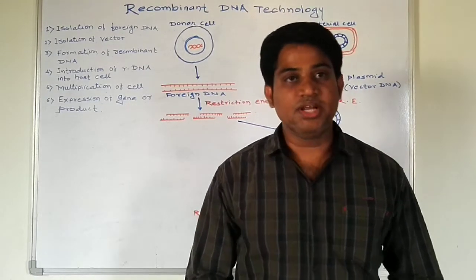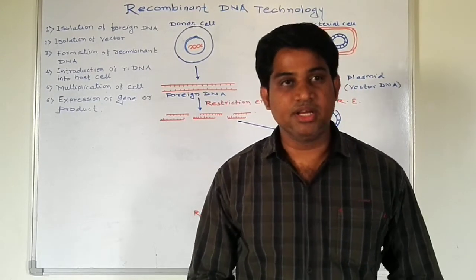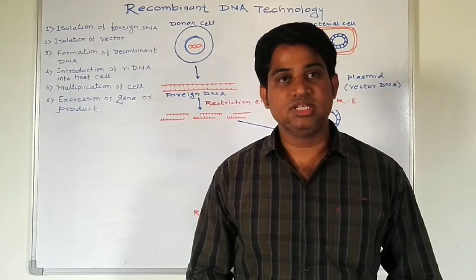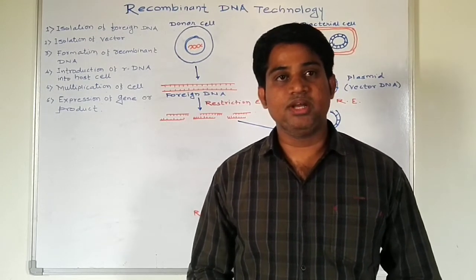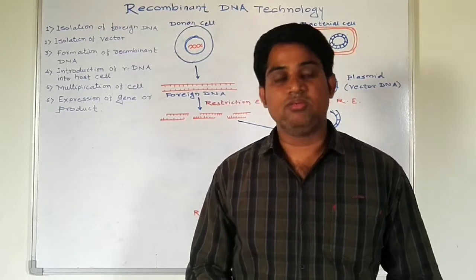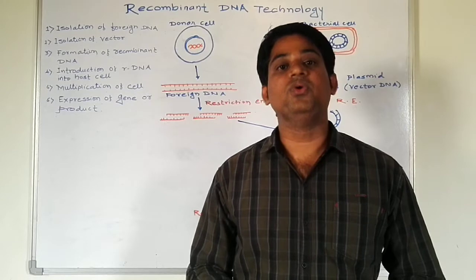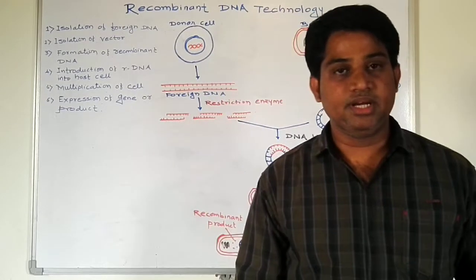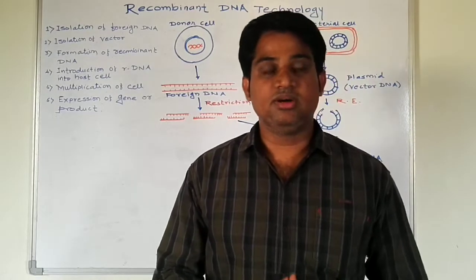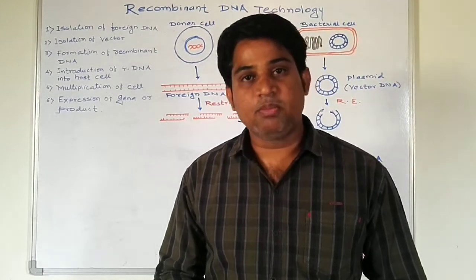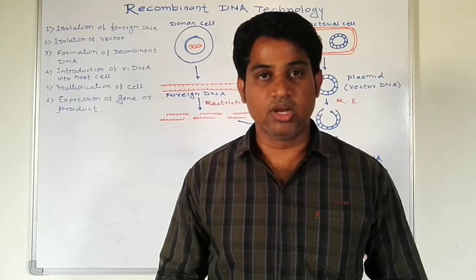Now, what is recombinant DNA or recombinant DNA technology? Recombinant DNA technology is the joining of two DNA from two different organisms. So, recombinant DNA obviously contains the DNA of two organisms. Now, what is recombinant DNA technology? How are recombinant DNA molecules formed? And what is the importance of recombinant DNA molecules?